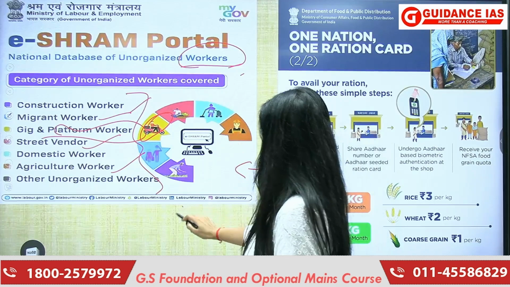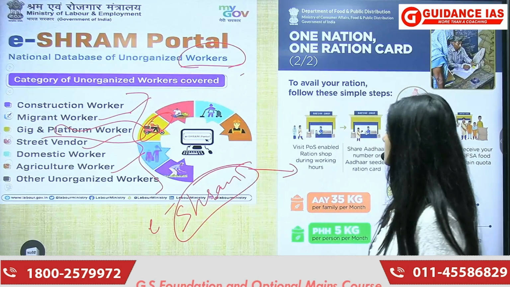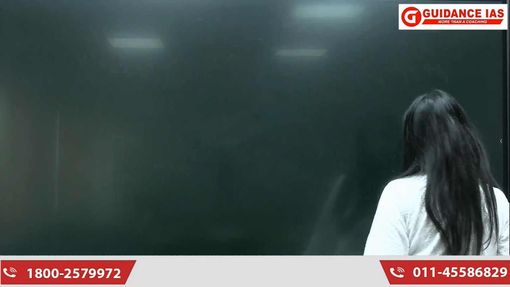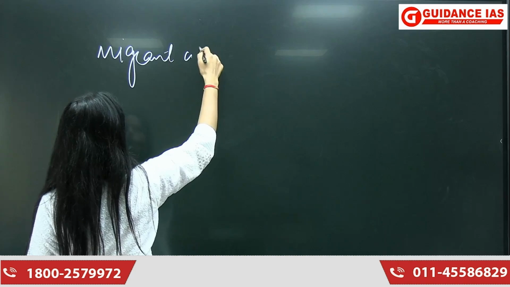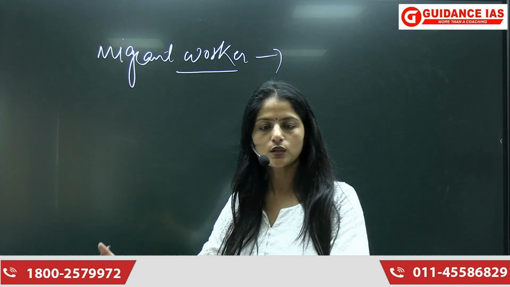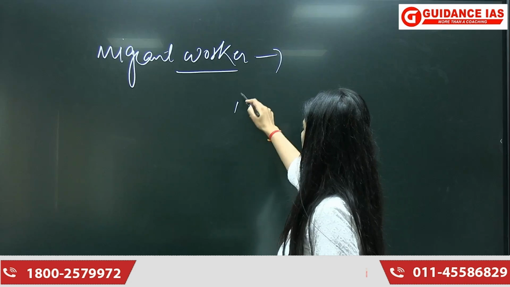Ab thoda sa jaan lete hain about one nation one ration card. Again, this was basically meant for migrant workers who migrate from one place to another in search of work. So that the individual who have migrated from one place to another and his or her family also, they both can get subsidized food, right? Anywhere in the country, you have to remember.